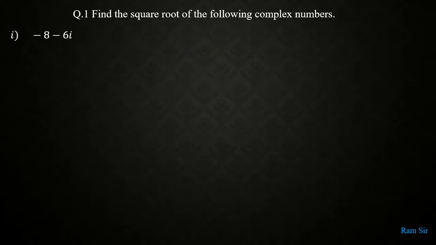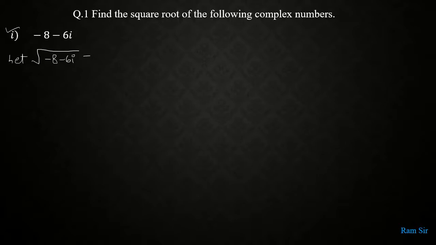Find the square root of the following complex number, and the complex number which is given to us is -8 -6i है. ये गिवन कॉम्प्लेक्स नंबर का हमें स्क्वायर रूट फाइंड करना है. So as we discussed, square root of any complex number is always a complex number.